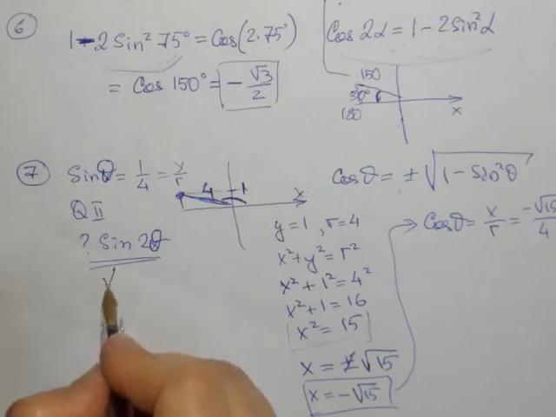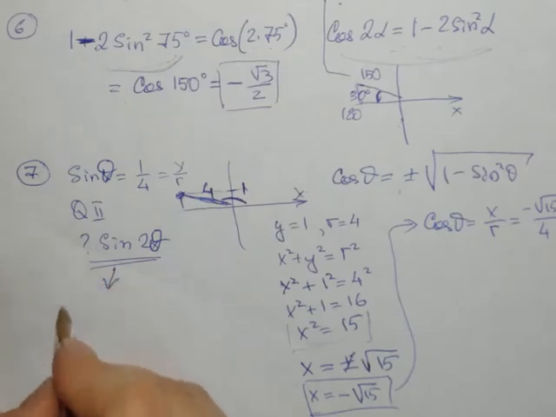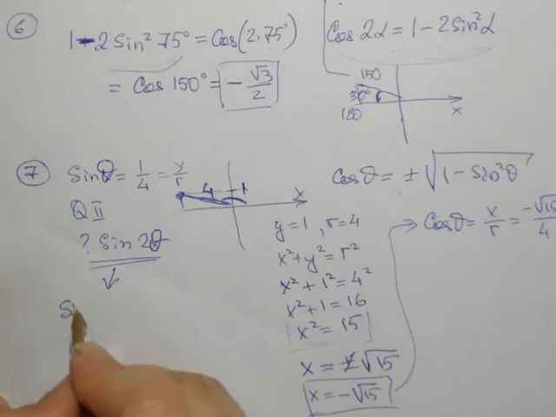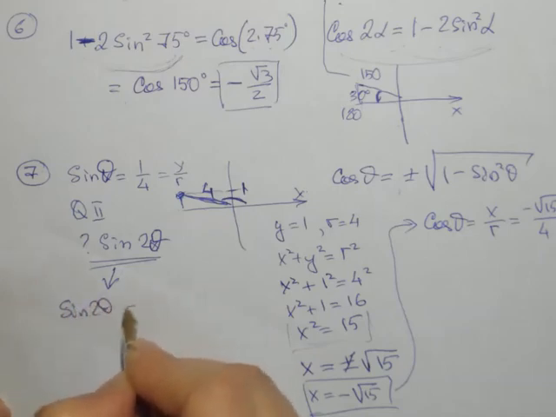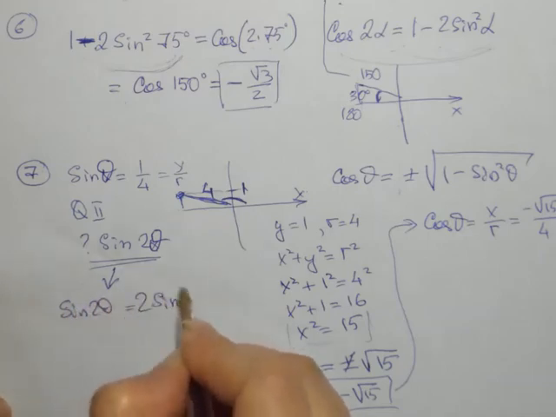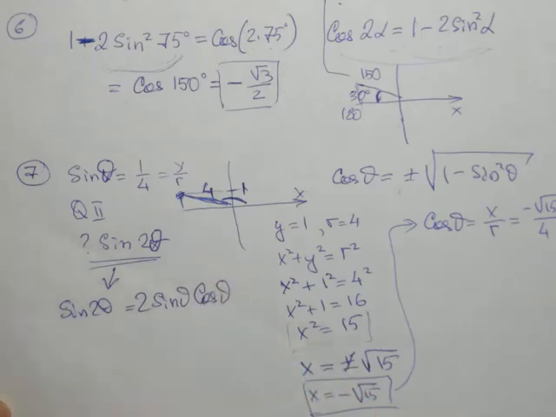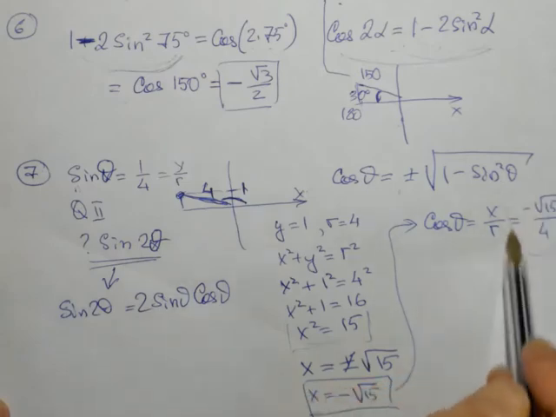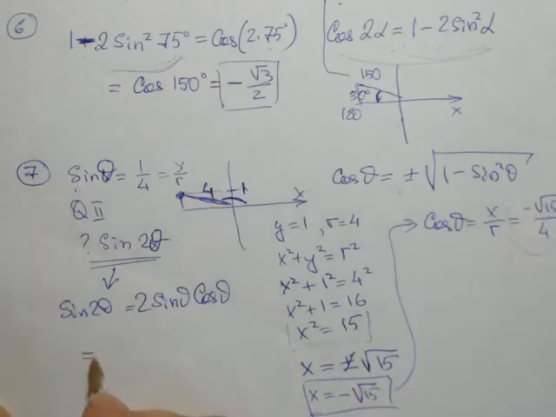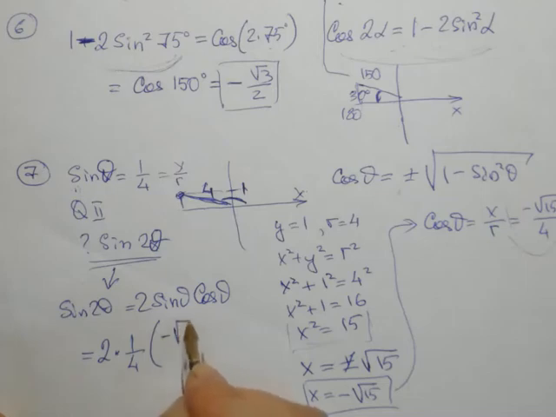So actually we should start from this. So we have the formula for sine of double angle, sine 2 theta equals 2 sine theta cosine theta. Sine theta is given, cosine theta we have found, we substitute them, equals 2 times 1/4 times negative square root of 15 over 4. And simplify, so we'll write negative sign in front.